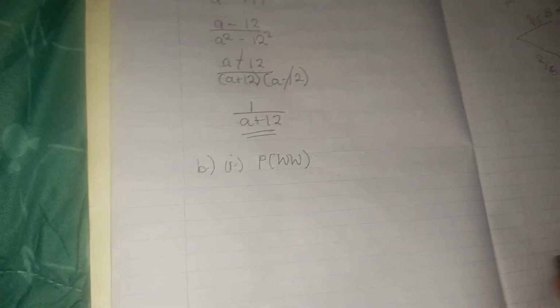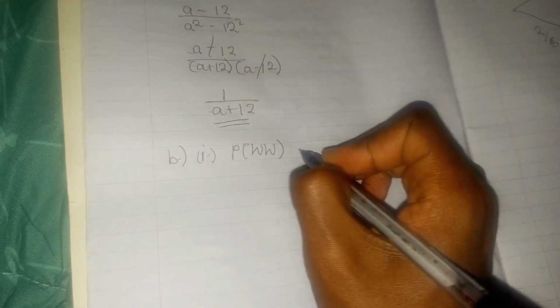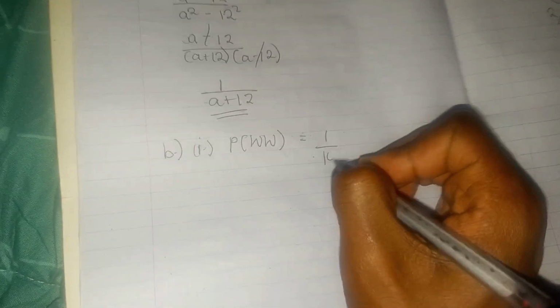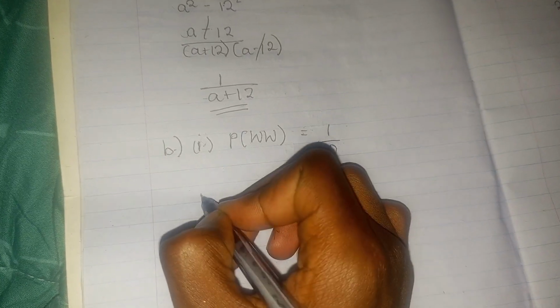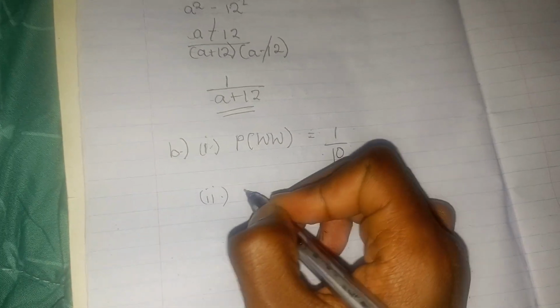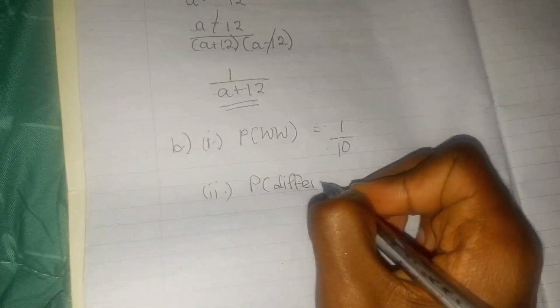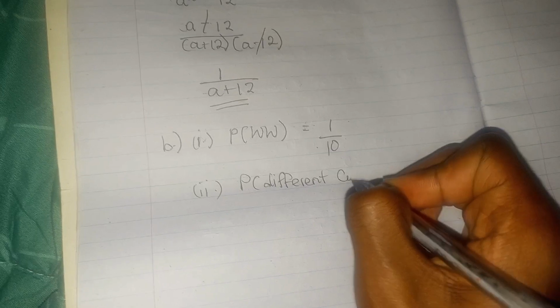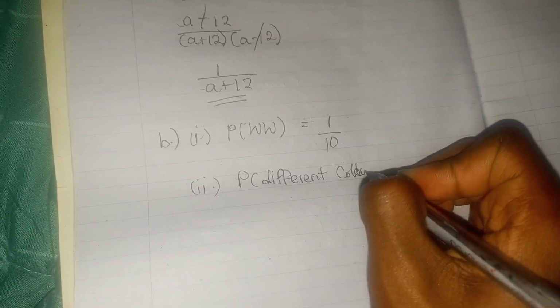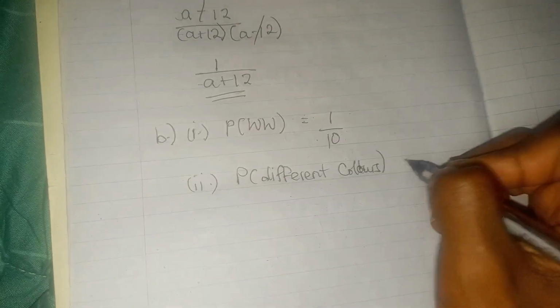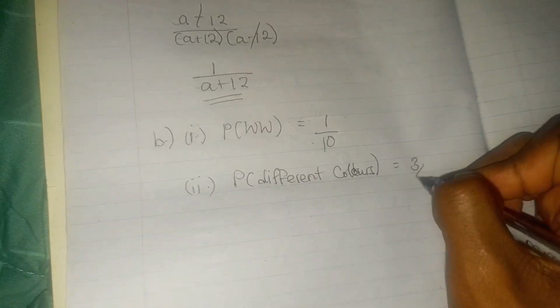So meaning that the probability of both white is 1 over 10, and the probability of different colors is 3 over 5.